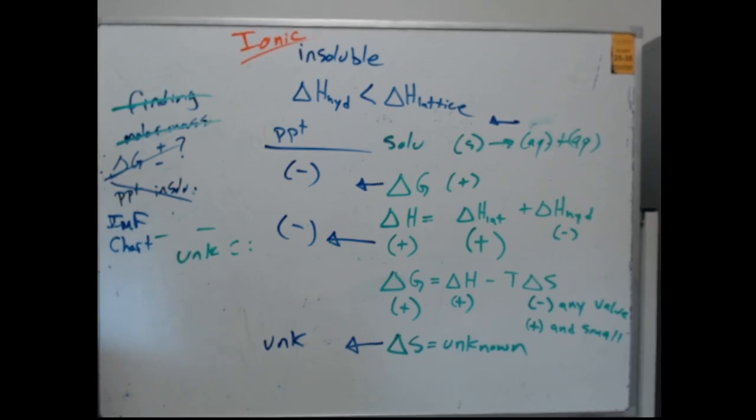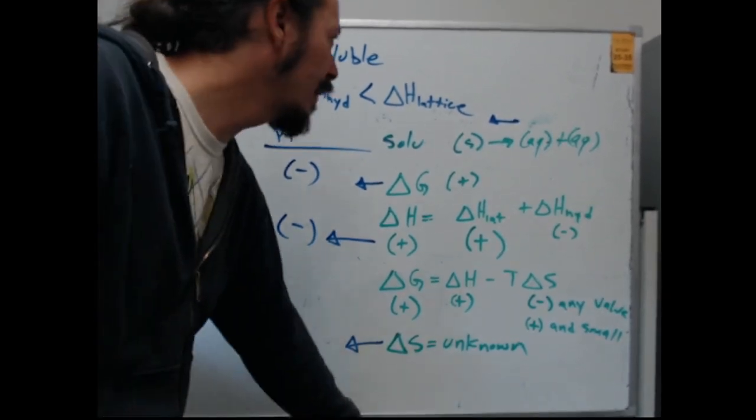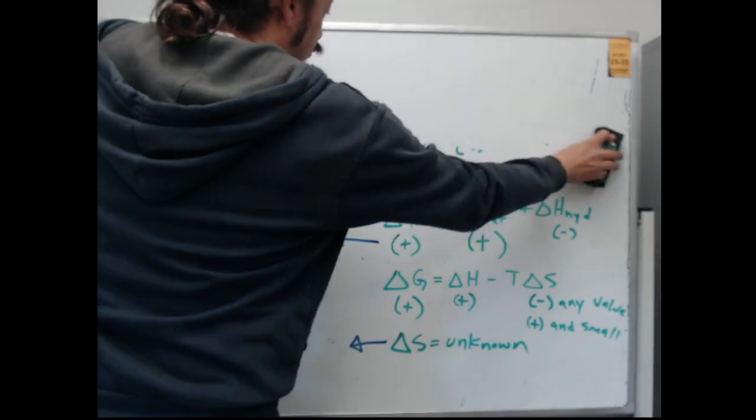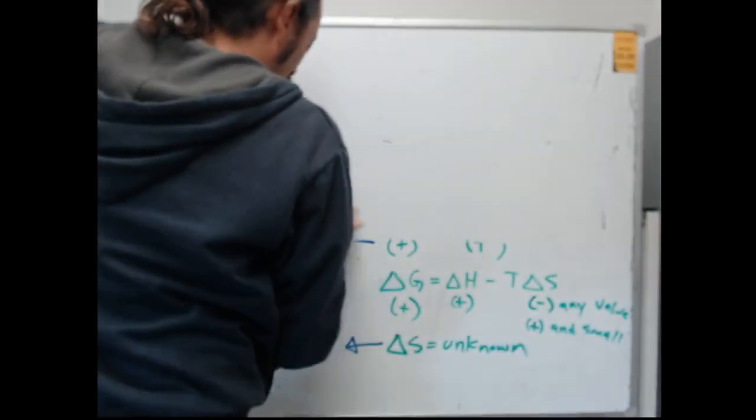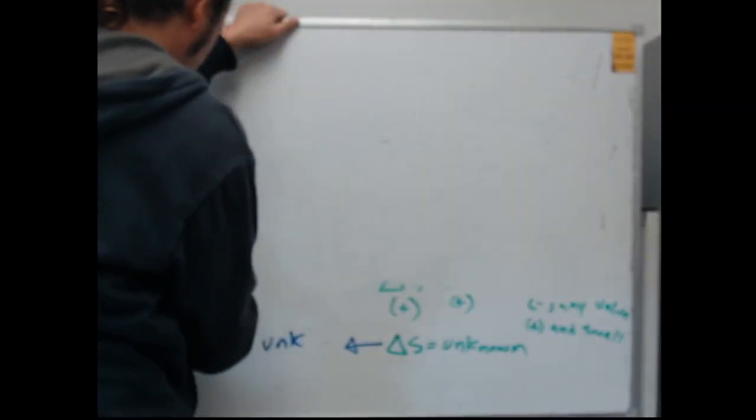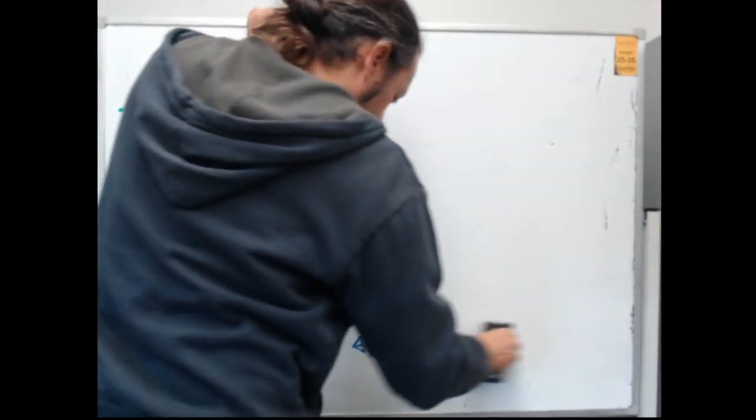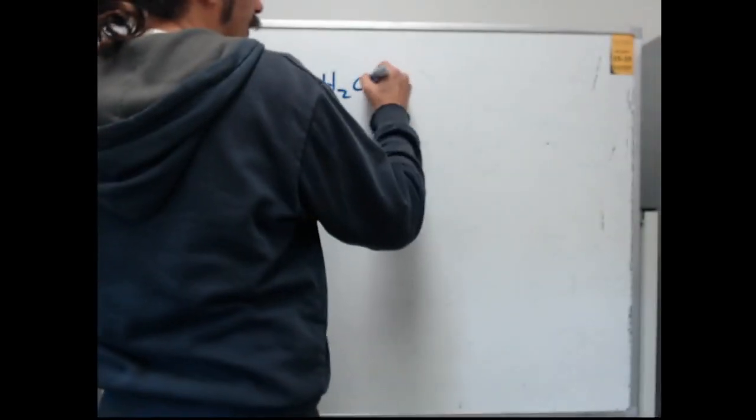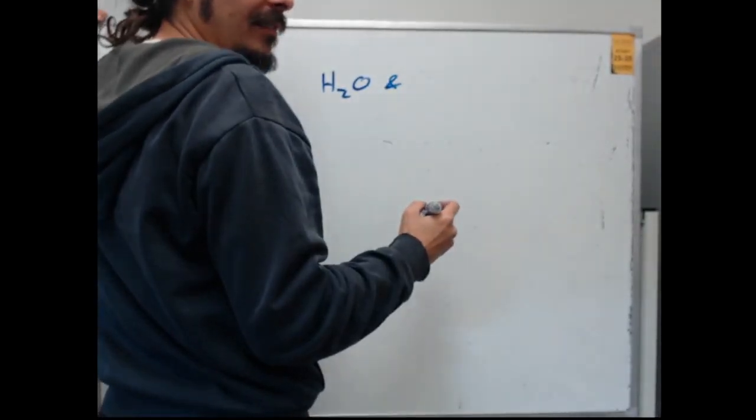Should we look at a covalent compound? Let's look at a covalent compound. I need to pick two covalent compounds that we're going to try to dissolve into each other. Water. Okay, sure, we can do water. What do we want to dissolve into water? Can we do heptane? Yeah. Sure, okay.